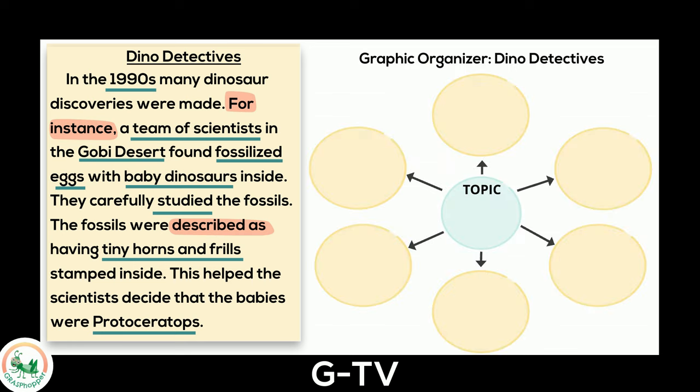Let's look again at the text, Dino Detectives, and organize the information we highlighted and underlined by completing a graphic organizer. We will write dinosaur fossils in the middle, since this is what the paragraph was mostly about. Then, in each circle, we will write a detail that we underlined about the fossil discovery, like this.